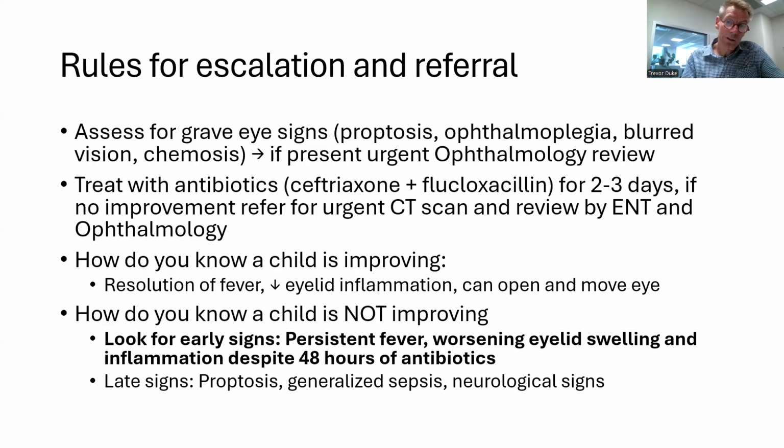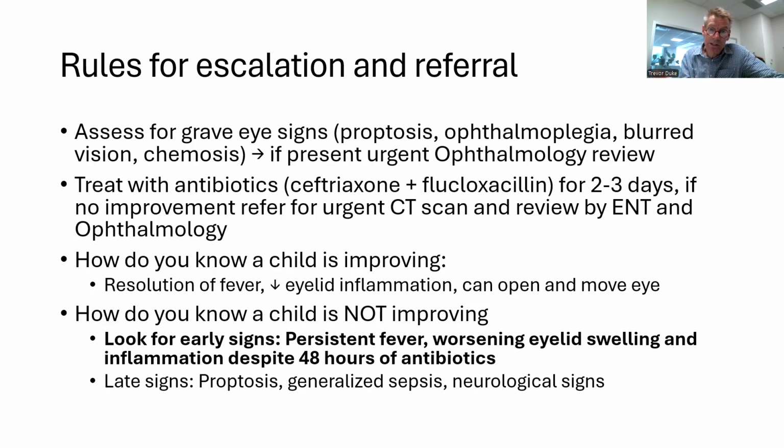They all need treatment with antibiotics. And if you give ceftriaxone and fluclox for 2 or 3 days, then there should be improvement. If they've just got periorbital cellulitis, there will be an improvement. But if there's no improvement, then they need referral for an urgent CT scan and review by ENT and ophthalmology. And that depends on the resources that you have at your hospital.